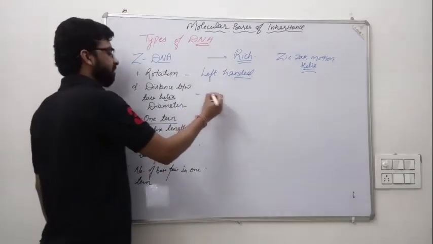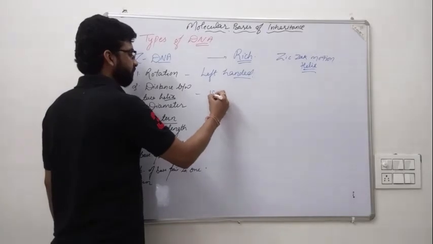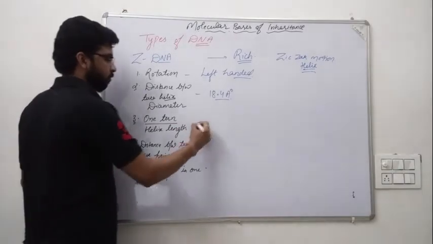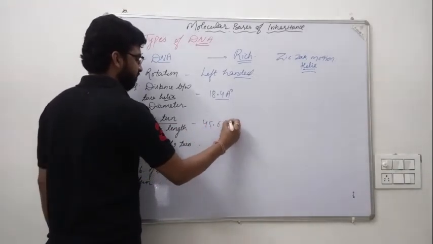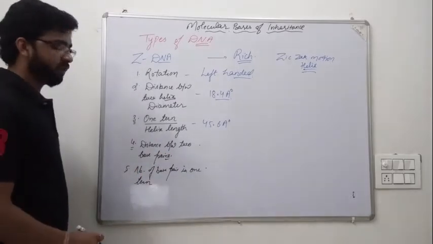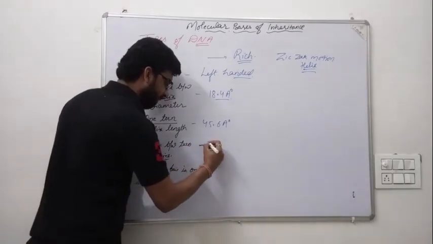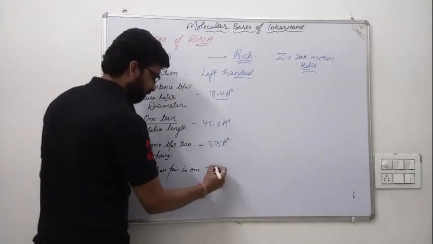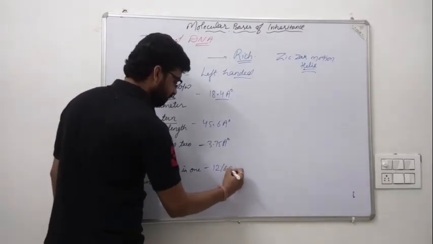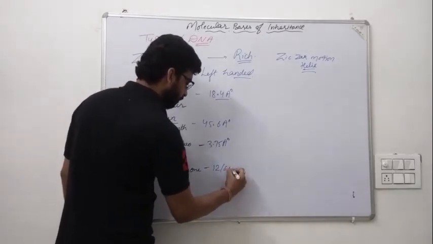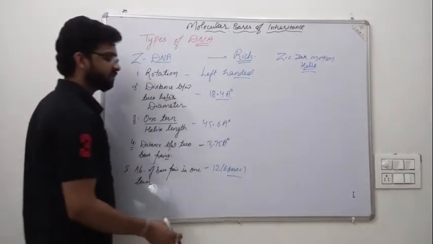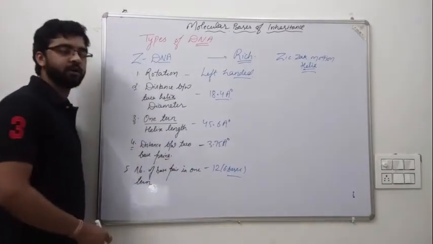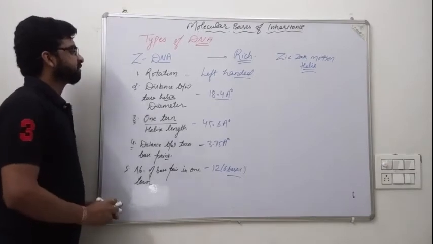The diameter is 18.4 angstrom. Helix length 45.6 angstrom. The distance between two base pairs here is 3.75 angstrom, and the number of base pairs in one turn is 12, in 6 bases. 6 bases means in a half turn 6 base pairs, and in another half turn again 6 base pairs, means total 12 base pairs.